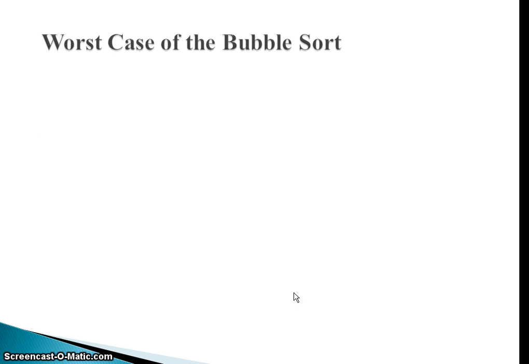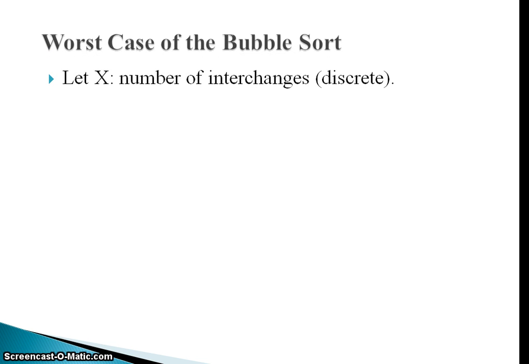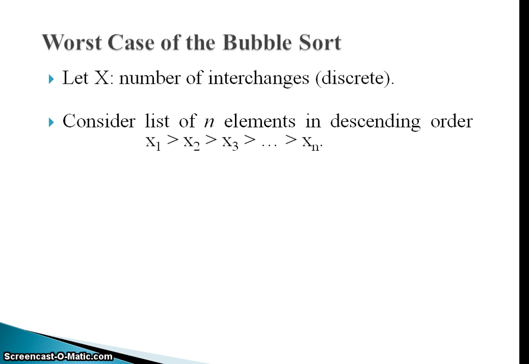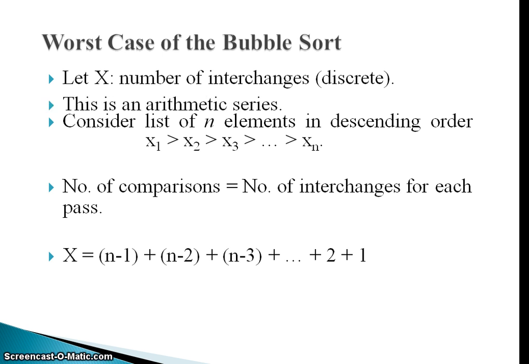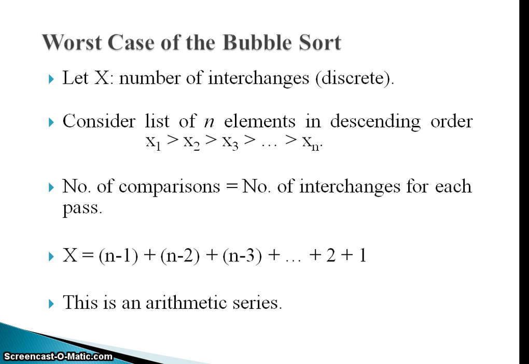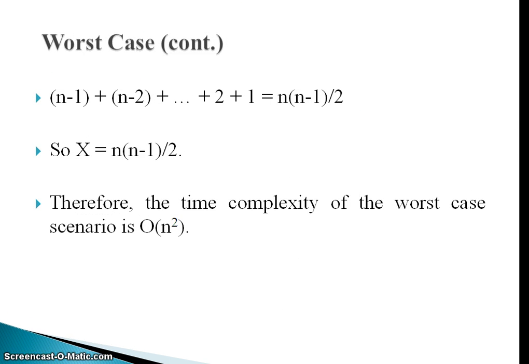In the worst case scenario for bubble sort, if x is the number of interchanges and you are using n elements which are in descending order, the number of comparisons equals the number of interchanges for each pass. So we are having an arithmetic series. In this case, the time complexity of the worst case scenario is big O of n square.